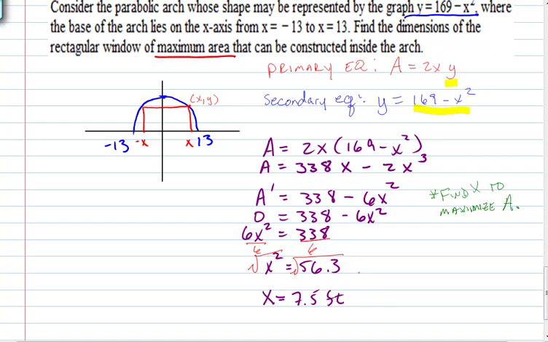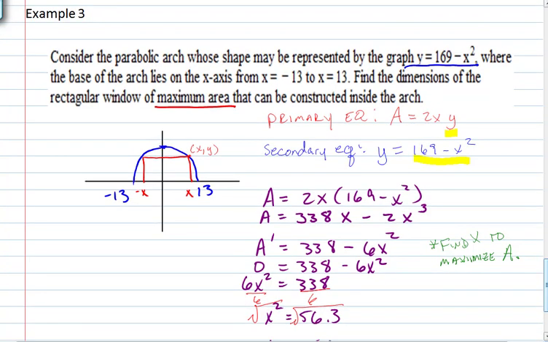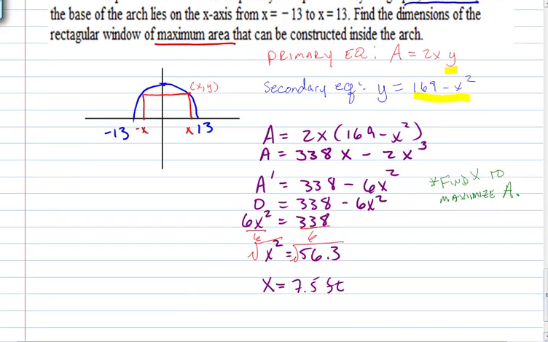And this is measured in feet, right? Did they tell us? They didn't. All right, I'm going to assign units of feet, because otherwise it's a teeny tiny window. This is a huge picture window. All right, so x is 7.5 feet.